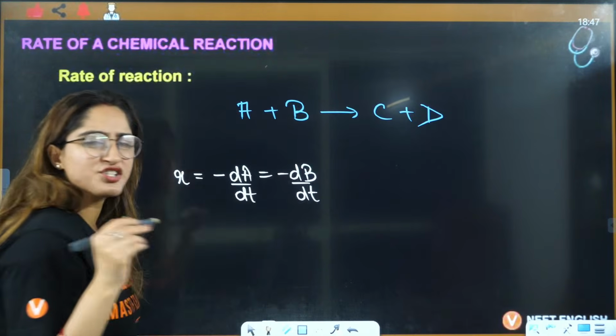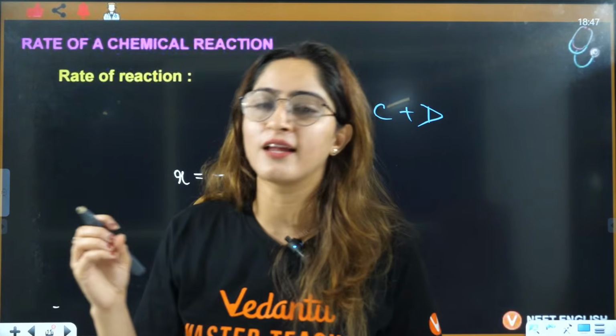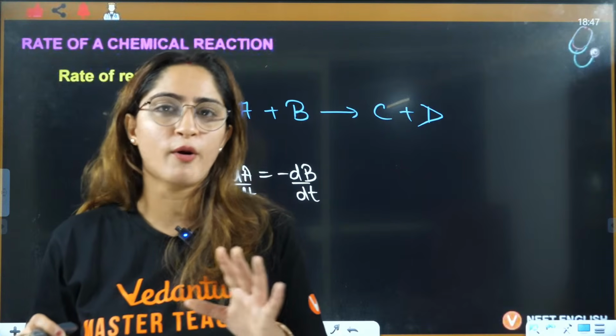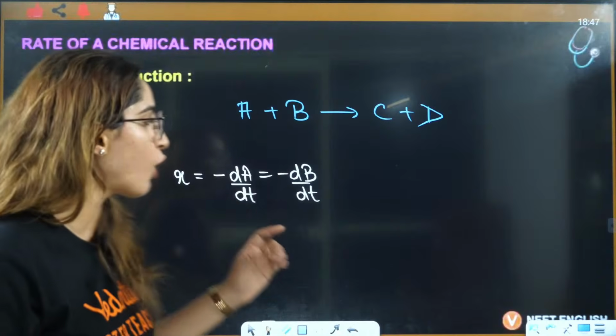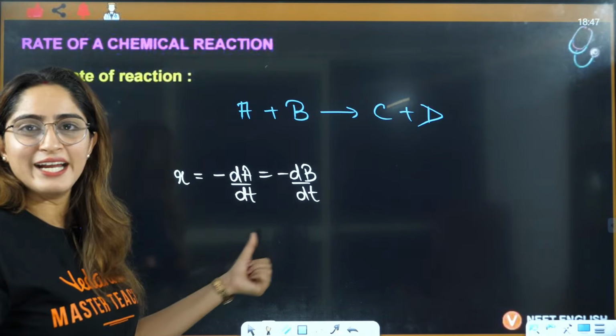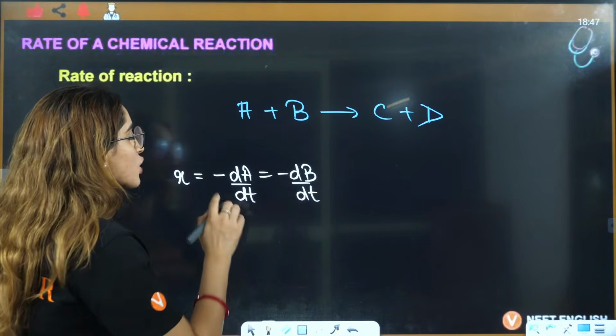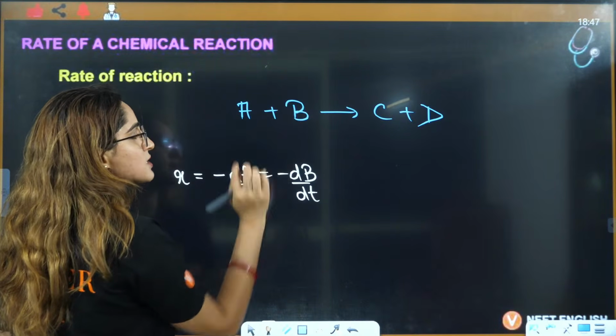And throughout this chapter, we are going to talk about instantaneous rate. Average rate we don't talk about in this chapter. You will see instantaneous rate only, so you will always see me typing d, not delta. So this is minus dA by dt, and this is minus dB by dt.